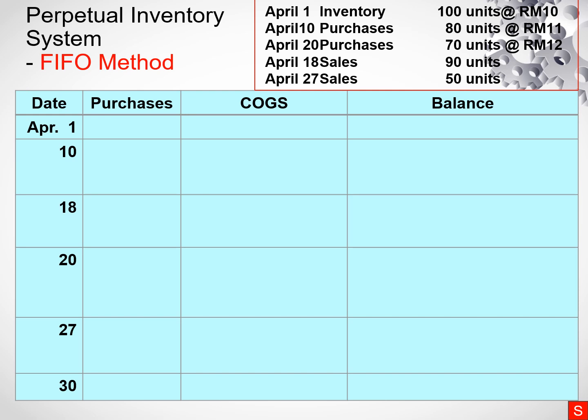Perpetual inventory system using FIFO methods. The first step is to prepare a table as per screen. Make sure that the dates are consecutive according to the transaction that took place.